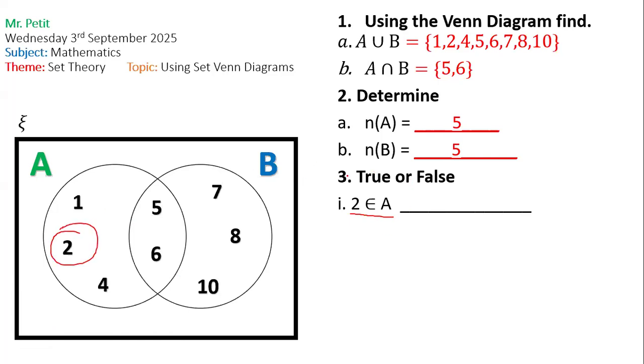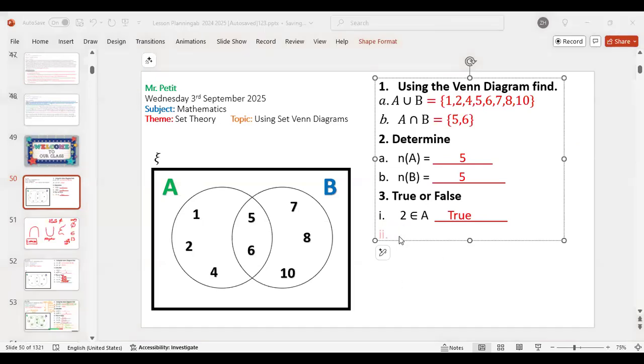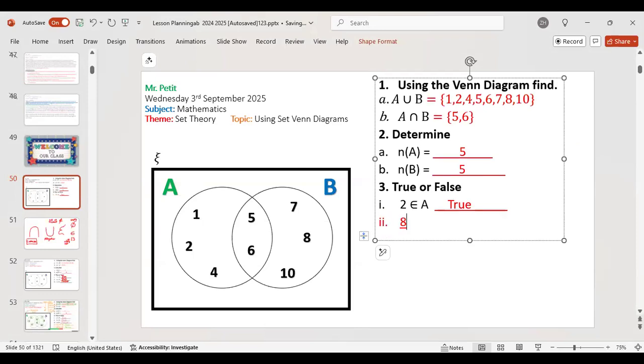The rest of us, do we understand that? 2 is an element of A. Does that make sense? Yes, sir. Okay, good. So the answer is definitely what? True. I think this is pretty simple. I think y'all got this. So 2 is an element of A, and that is definitely true. Okay, all right, next, let's go on to the next question. Anyone can answer this, by the way. 8.